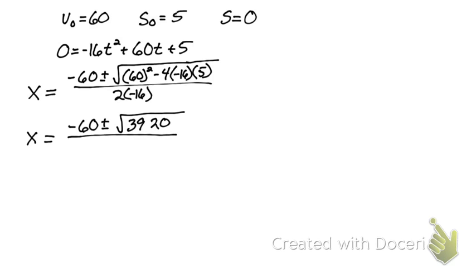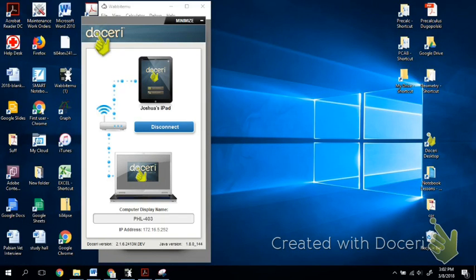Divided by negative 32. You could make these negatives cancel out, which should be fine. I'm just going to leave it as is because this is exactly how I'm going to plug it in my calculator. I'm not going to simplify it any further because I'm not getting any points to simplify it. I'm getting points to get a decimal out. I'm looking for an actual answer. So we're just going to go to our calculator.